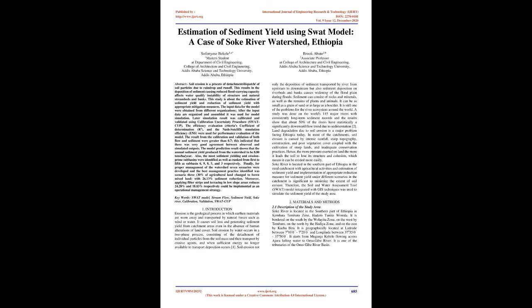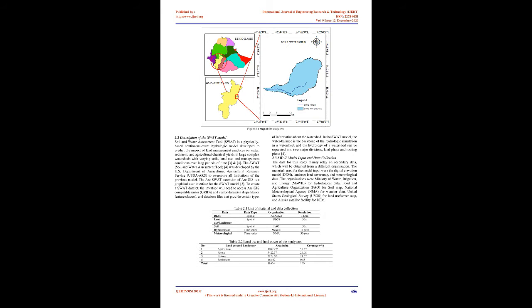Soil erosion by water occurs in a two-phase process, consisting of the detachment of individual particles from the soil mass and their transport by erosive agents, and when sufficient energy is no longer available to transport, deposition occurs. Soil erosion causes not only the deposition of sediment transported by rivers from upstream to downstream but also sediment deposition on riverbeds and banks, which causes widening of the floodplain during floods. Sediment can consist of rocks and minerals, as well as the remains of plants and animals. It can be as small as a grain of sand or as large as a boulder.